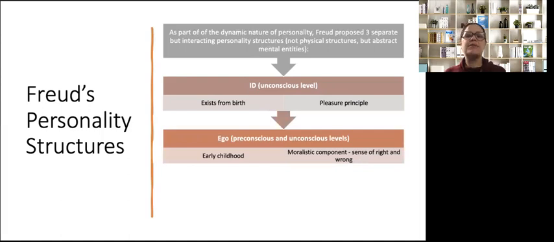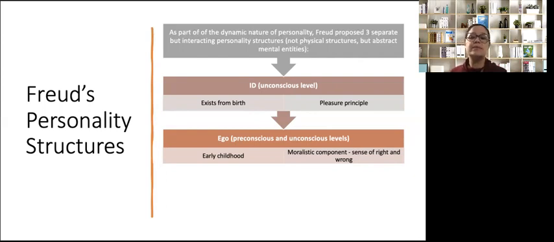Then we have the ego, which is at the preconscious and unconscious levels. The ego is the more rational and logical part of personality that attempts to balance out the impulsive desires of the ID. The ego is more aware of the realities of the objective outside world. So rather than only being concerned with your own internal world, which you are at the ID level, the ego is more aware of the reality that you live in. And this level typically develops in early childhood. So different from the ID that operates under the pleasure-seeking principle, right?